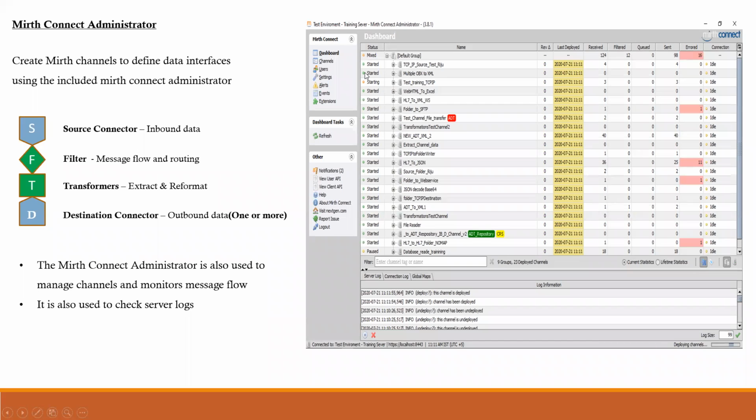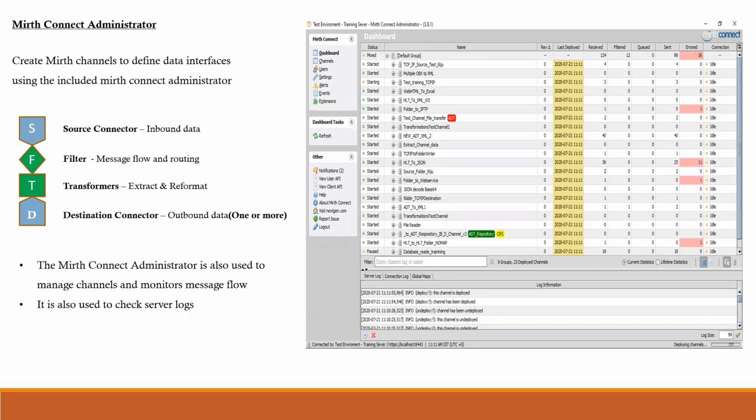So within Mirth Connect, we need to develop an interface, right? An interface which can transact data from one system to another. Okay. So as I told you in the beginning, an interface is nothing but a bridge or a tunnel which will connect two different systems so that the data can transact through that bridge or the tunnel. And these bridges are called as interfaces, right?